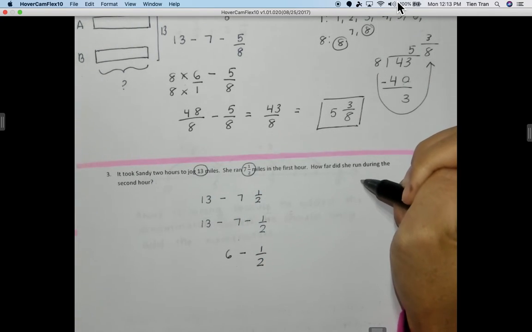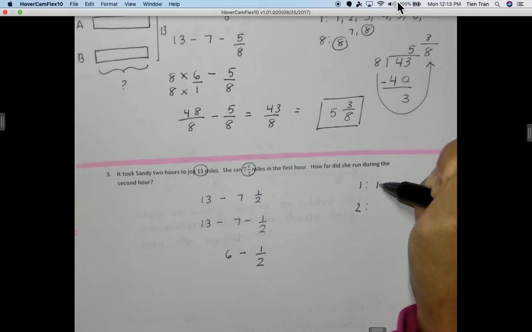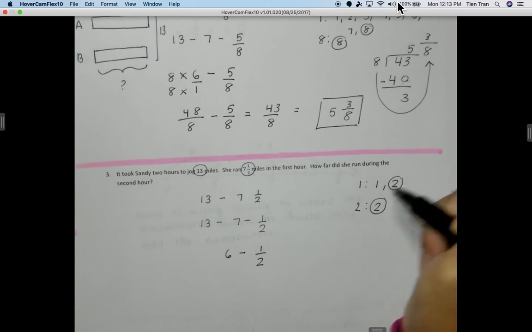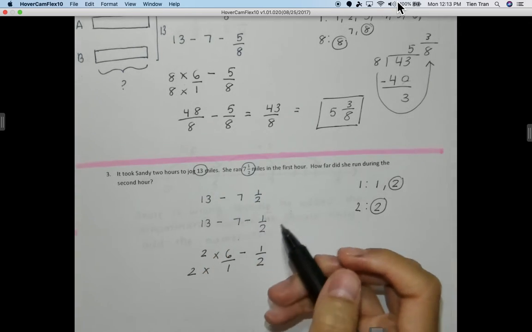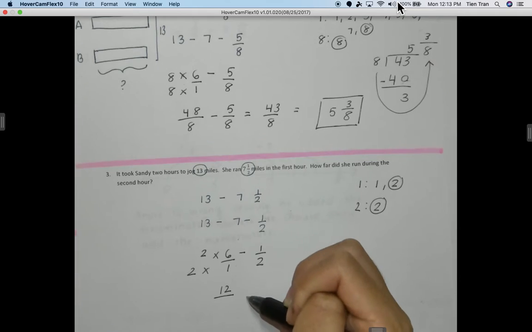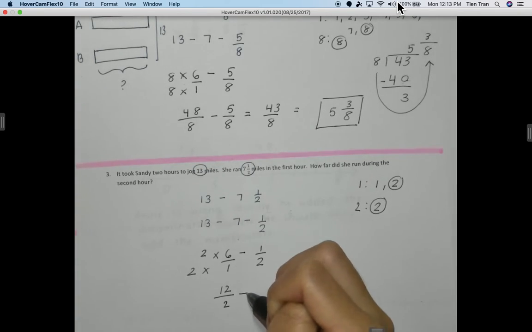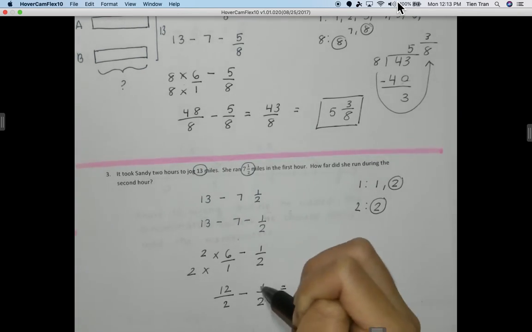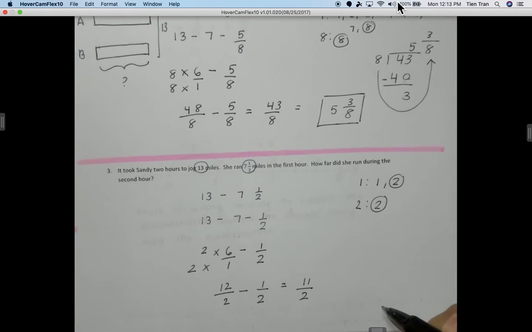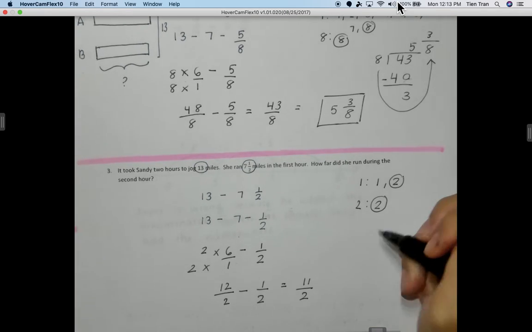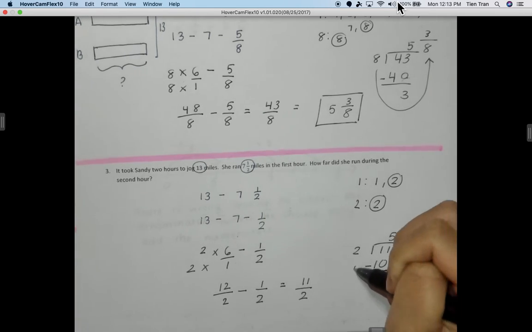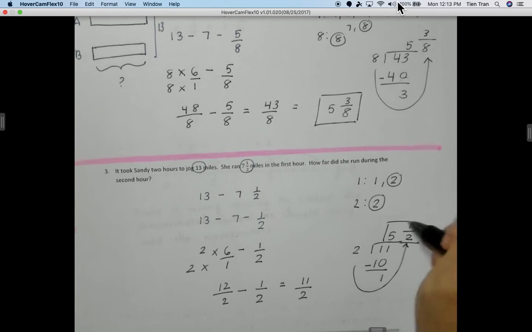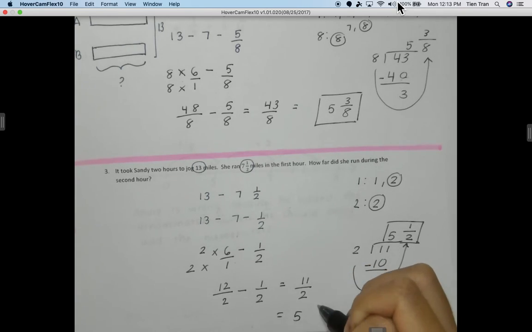So same thing, I am looking for my multiple for 1 and for 2. For 2 I get 2. So that means that I'm multiplying times 2. 2 times 6 is 12. And 2 times 1 is 2. Subtracting 1, 12 minus 1 is 11 halves. And now I'm going to make sure that I divide. So I have 11 divided by 2, which is equal to 5. Subtract, 11 minus 10 is 1. Remainder is 1. Denominator is 2. So my final answer is 5 and 1/2.